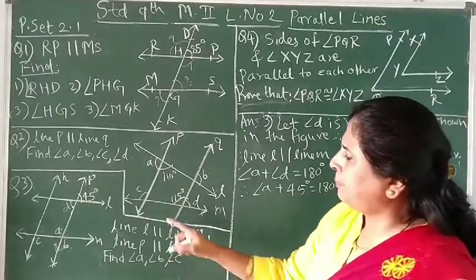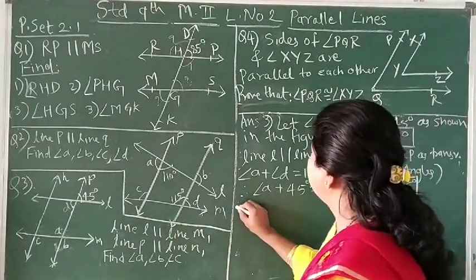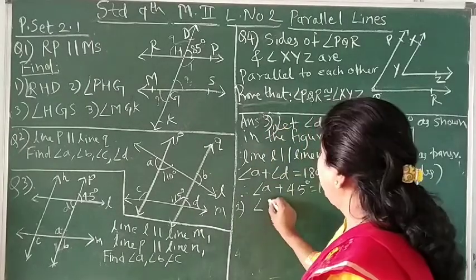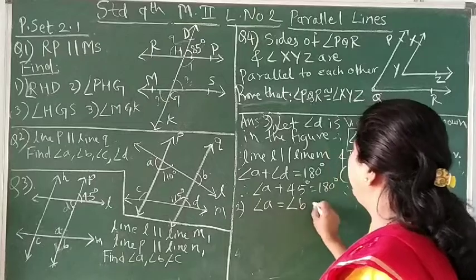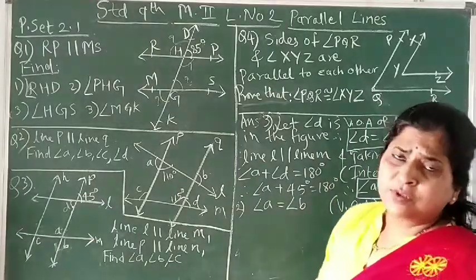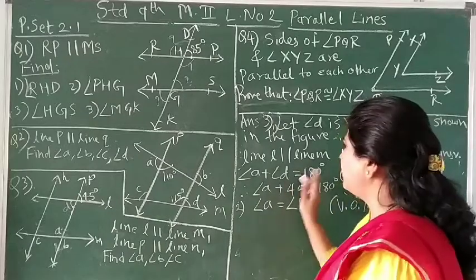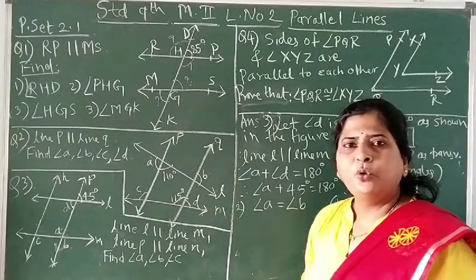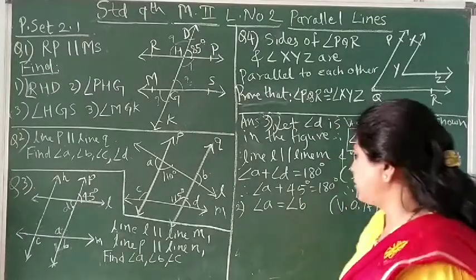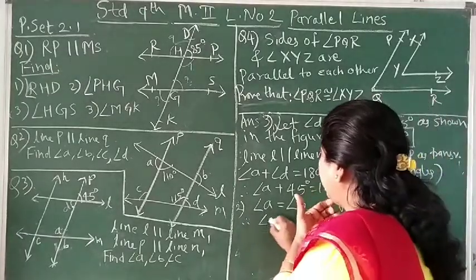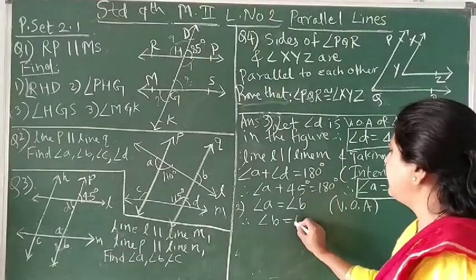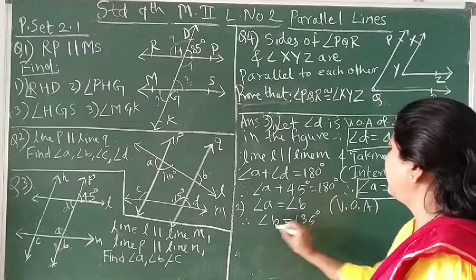Now to find B: angle A is equal to angle B, they are vertically opposite angles. For vertically opposite angles and for linear pairs, we do not need to mention parallel lines, because these are the two pairs we get when only two lines intersect each other. Therefore angle B is equal to A, which is 135 degrees, hence B is also 135 degrees.